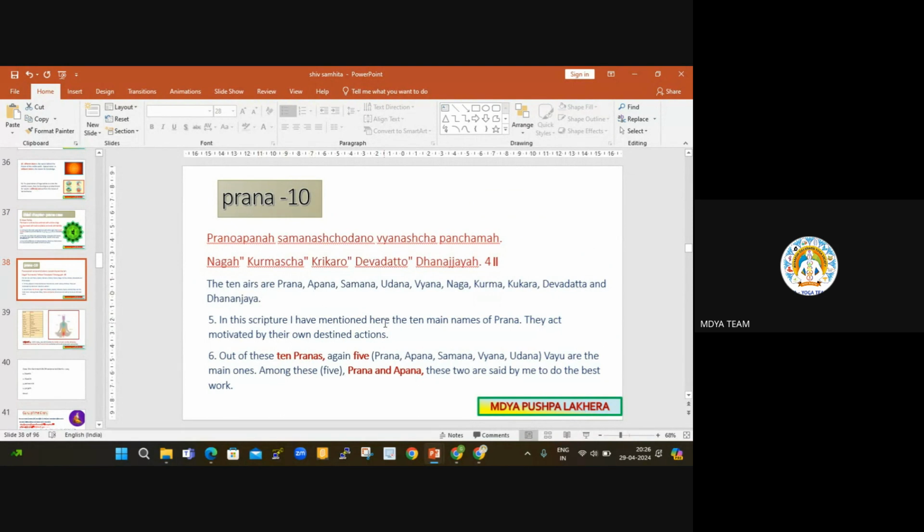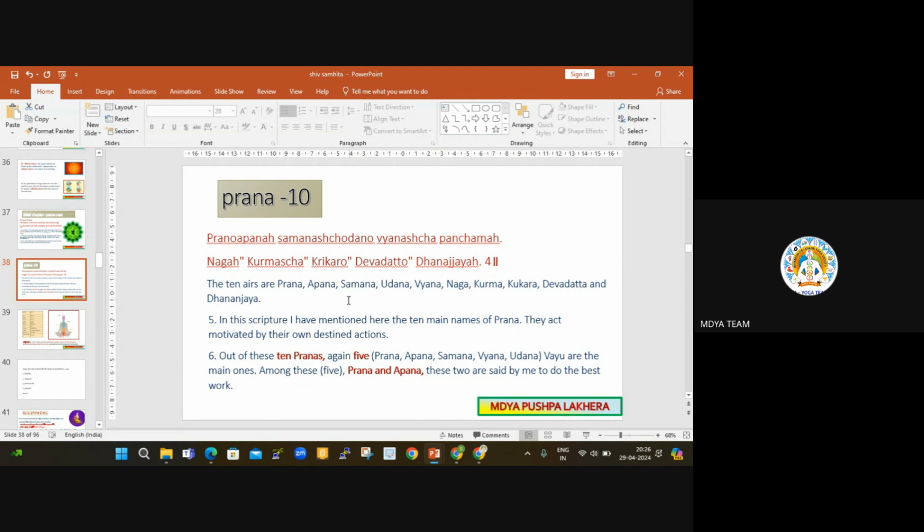The ten pranas, or breaths: prana, apana, samana, udana, vyana. These are the five, and the other upapranas are naga, kurma, krikara, devadatta, and dhananjaya. These ten pranas are described here, but in different texts it is described in different ways. According to Lord Shiva, the five are the leading or very important ones. What are the five? First five: prana, apana, samana, udana, vyana.